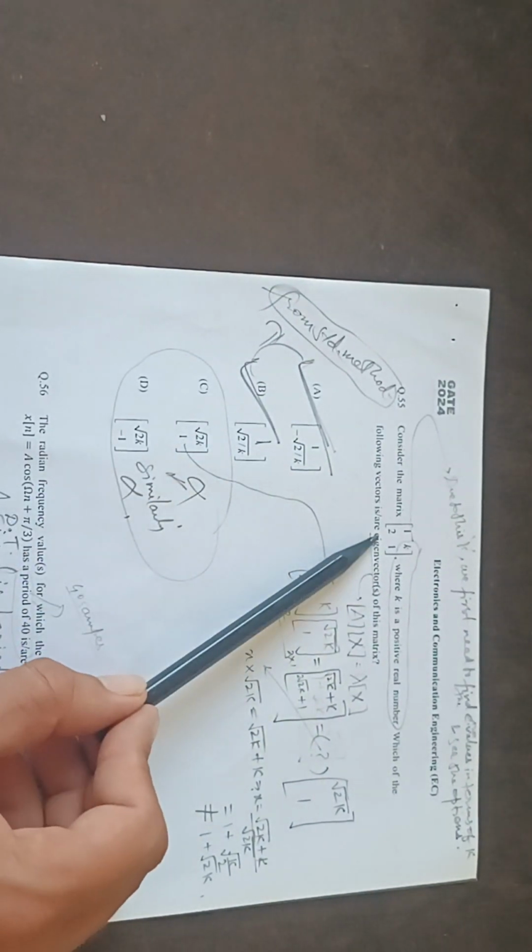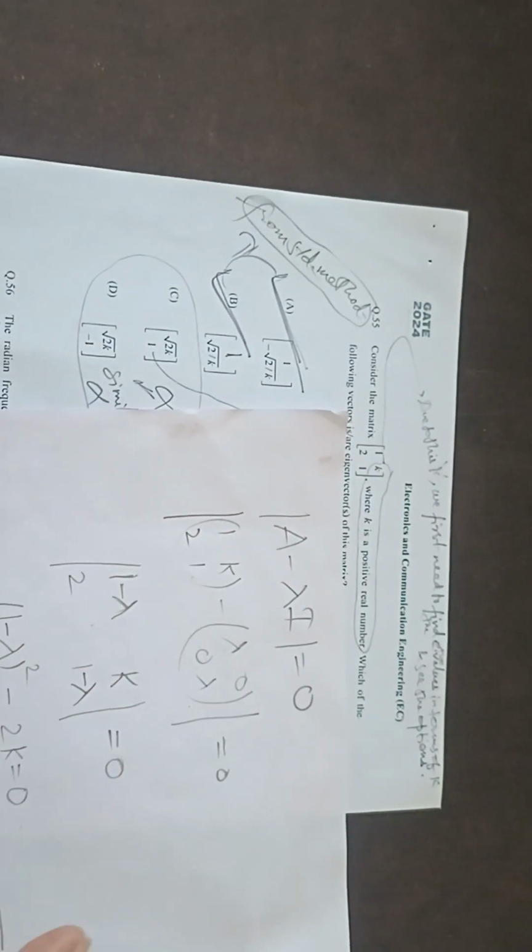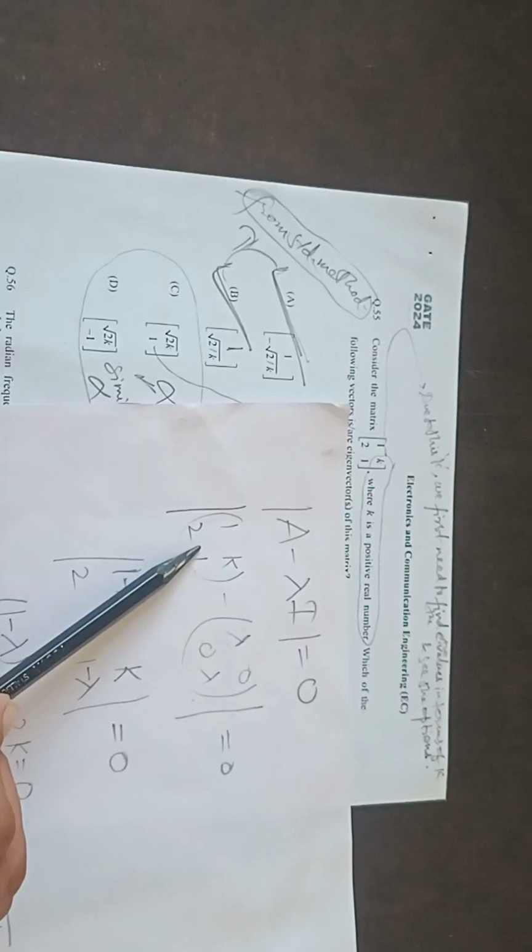The last question is on linear algebra, eigenvectors. It says to consider the matrix, where k is a positive real number. Which of the following vectors are eigenvectors? So four eigenvectors are given, the matrix is given, and we need to find out which one is correct. So for that, first we will find the eigenvalues. We will use A minus lambda I equal to 0, A being this matrix.